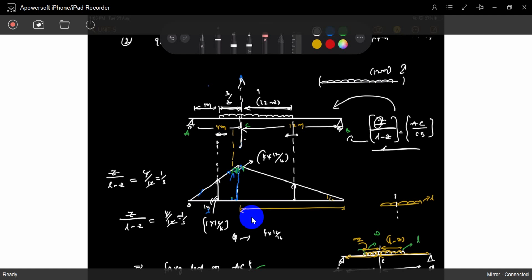Same thing here: for 12 meters, 12 into 4 by 16. If it is 9, it is 3 meters only, so this is 3 into 4 by 16. No need to calculate. Because 4 and 12 are factors, you can directly write it. For 4 meters, 4 into 12 by 16. For 1 meter, 1 into 12 by 16. For 12 meters, 12 into 4 by 16. For 3 meters, 3 into 4 by 16. Both factors are the same. So now we can find this intensity.